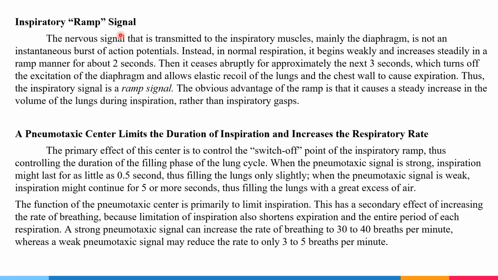This is important because we will next look into why this occurs or how it is useful. The nervous signal that is transmitted to the inspiratory muscles, mainly to the diaphragm, is not an instantaneous burst of action potentials. Instead, in normal respiration, it begins weakly and increases steadily in a ramp manner for about 2 seconds.